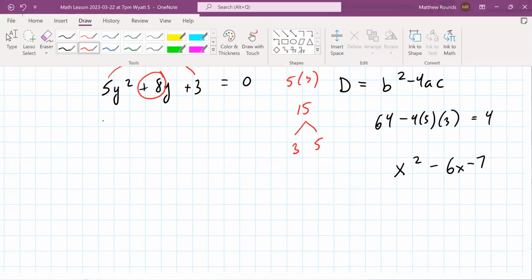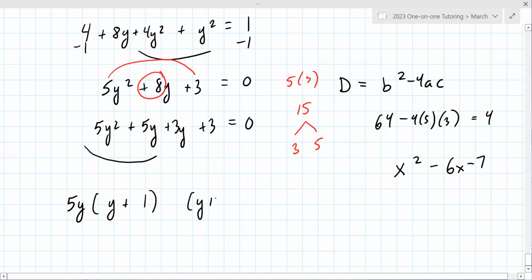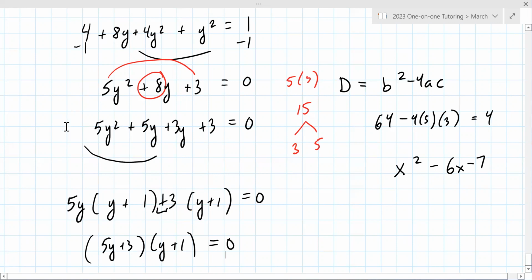So this is 5y squared plus 5y plus 3y plus 3 equals 0. And then we haven't done this before, but this is grouping. You factor out a 5y from both, so it becomes y plus 1. You can factor out a 3 from that other one. So this ends up being 5y plus 3 times y plus 1. You might have seen this a different way. You can use a guess and check approach, but they typically teach it with this grouping now.